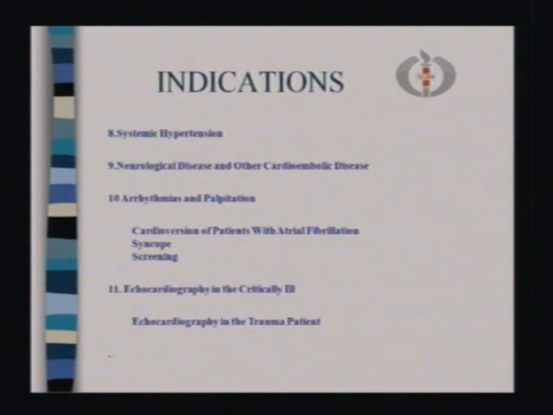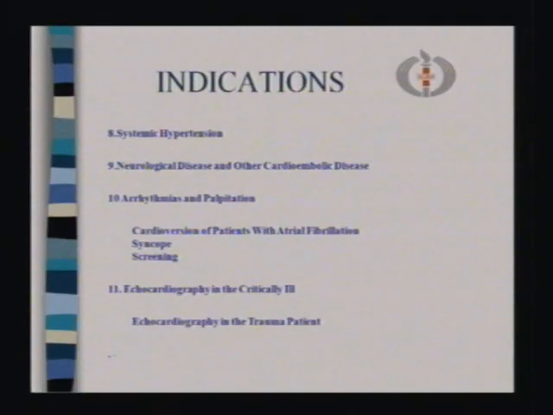Pulmonary disease, systemic hypertension, neurological diseases and other cardioembolic diseases. You have to see whether the patient has any cardiac problem or not. Those patients are sent to you. And for arrhythmias and palpitations. For cardioversion of patients with AF, it's very necessary to see whether there is an LA clot or not, or in the appendage, and those patients come to you for transthoracic and later on even transesophageal echo.